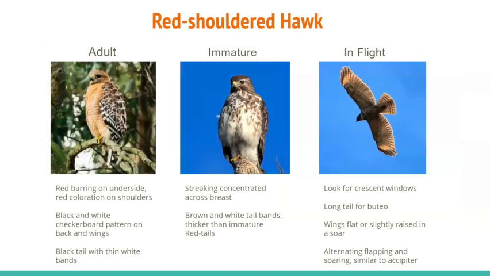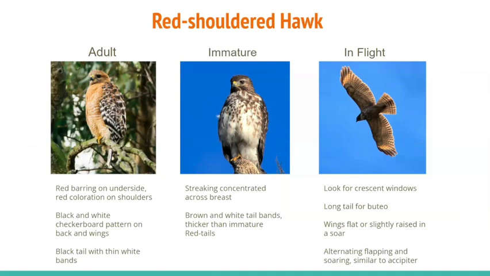So again, we have an adult, an immature, and a red-shouldered in flight. For the adult, they have this very bright, rusty red barring on their underside, and that same coloration carries onto their shoulders. On their back, they have this bright black and white checkerboard pattern that also carries onto the back of their wings. And then their tail is just solid black with very thin white tail bands.